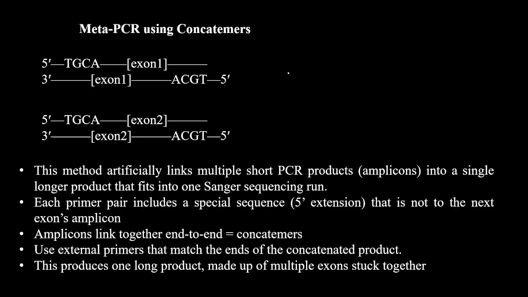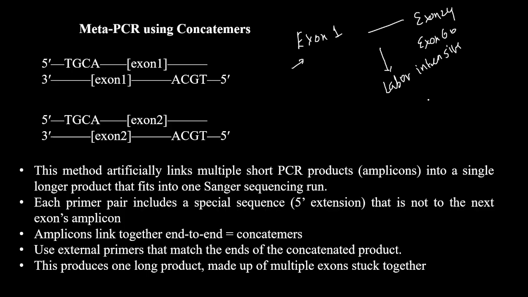There are many genes which are having multiple exons. Suppose one gene has exon 1 till exon 24 or exon 60. If a single gene has many exons, and if you want to do Sanger sequencing exon by exon, this is going to be very labor intensive and also costly. So to reduce that, meta-PCR is basically used.